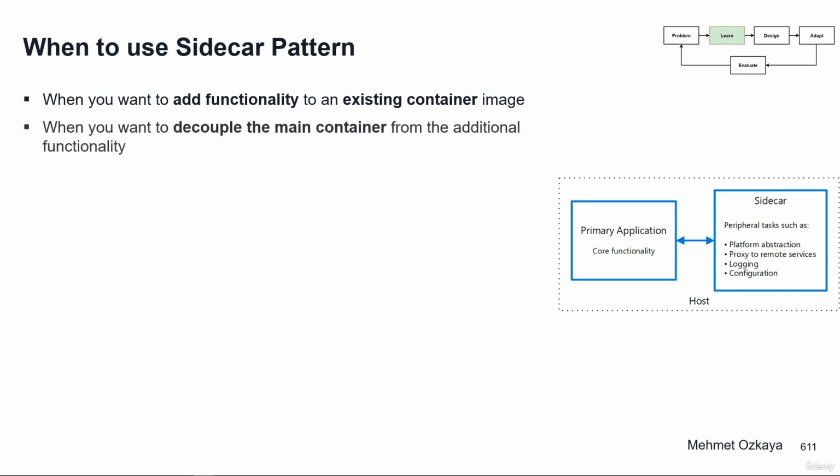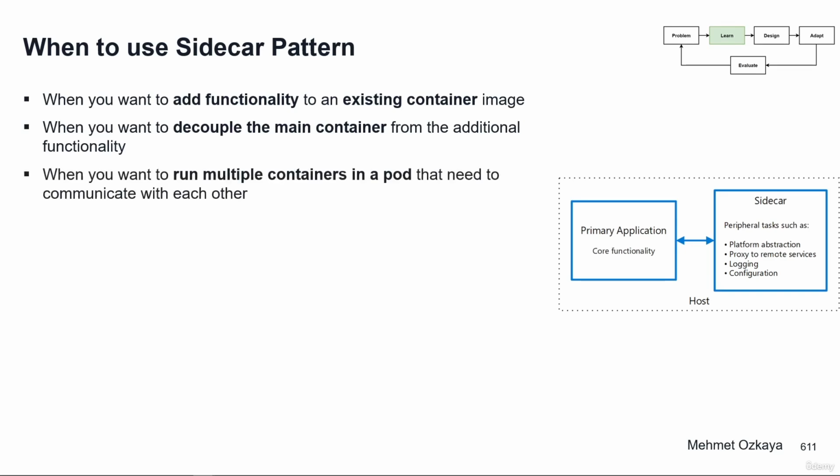And the second reason could be when you want to decouple the main container from the additional functionality. By using a Sidecar container, you can decouple the main container from the additional functionality, making it easier to update or replace the Sidecar container without affecting the main container.